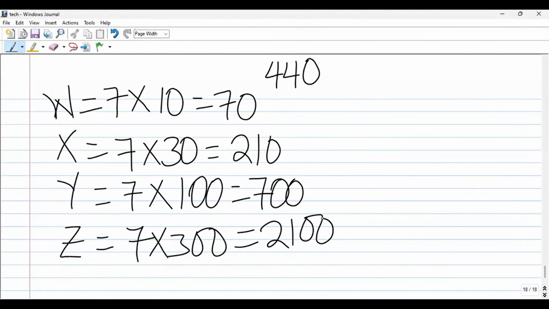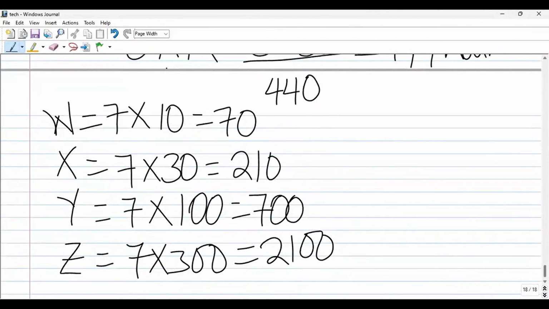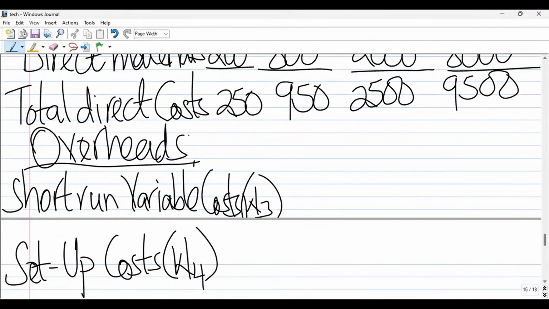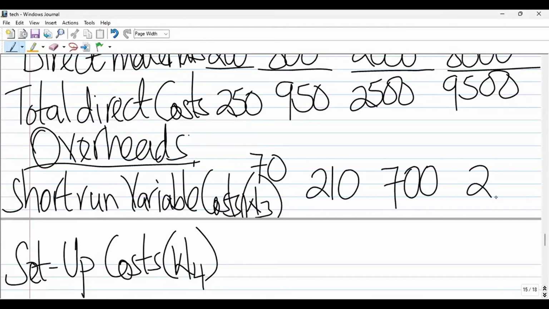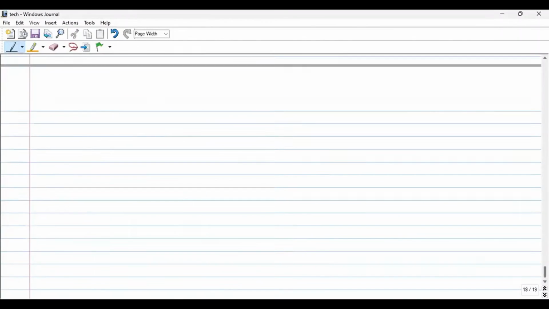We don't need to get the total, because if you compute the total, it will take you back to what you've apportioned, which is 3080. So you don't need to get the totals. I go back to my statement above and put 70 under W, 210, 700, 2100. Anyone who has not understood this, please ask before we go to the next. So everyone has understood. Let's move to the next.